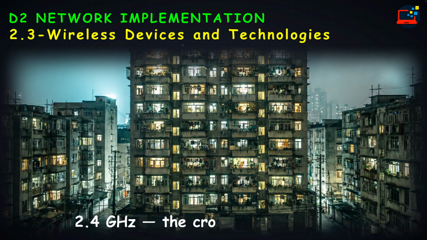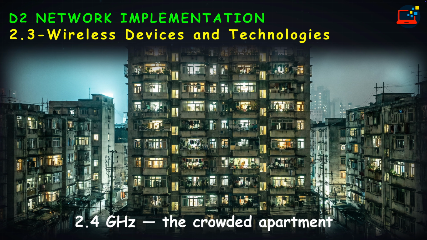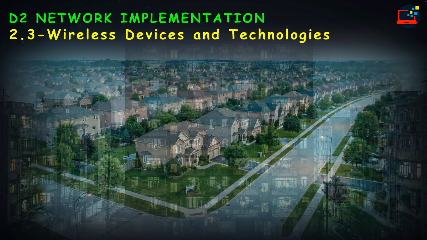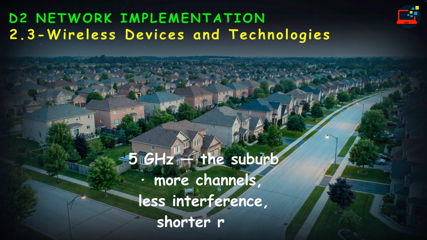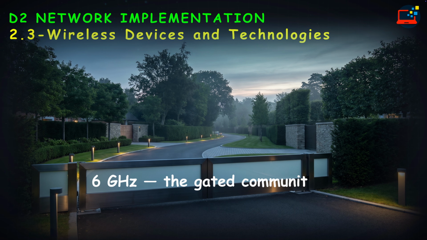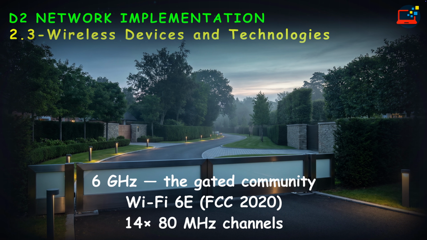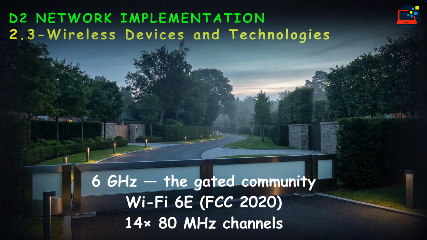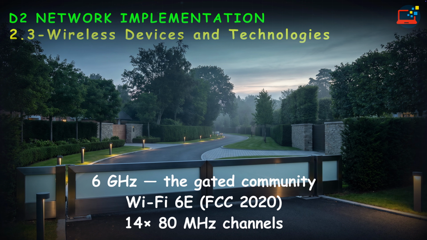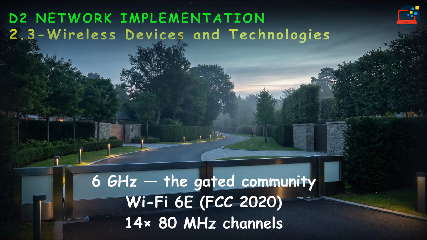2.4 is the crowded apartment building. Every neighbor's microwave, baby monitor, and Bluetooth is on the same channels. 5 GHz is the suburb. More channels, less interference, shorter range. 6 GHz is the gated community. It was opened by the FCC in 2020 for Wi-Fi 6E, gives you 14 non-overlapping 80 MHz channels, and almost nothing else is on it yet.